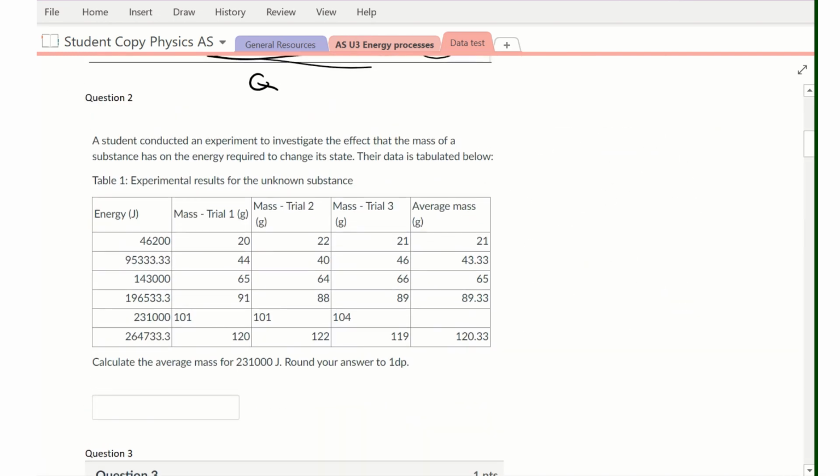All right, let's take a look. Question 2, we are asked to calculate the average mass specifically for 231,000 joules. That's this section right here. I'm reading that that's my energy in joules. Cool. So I need to find out what goes in this little spot here.